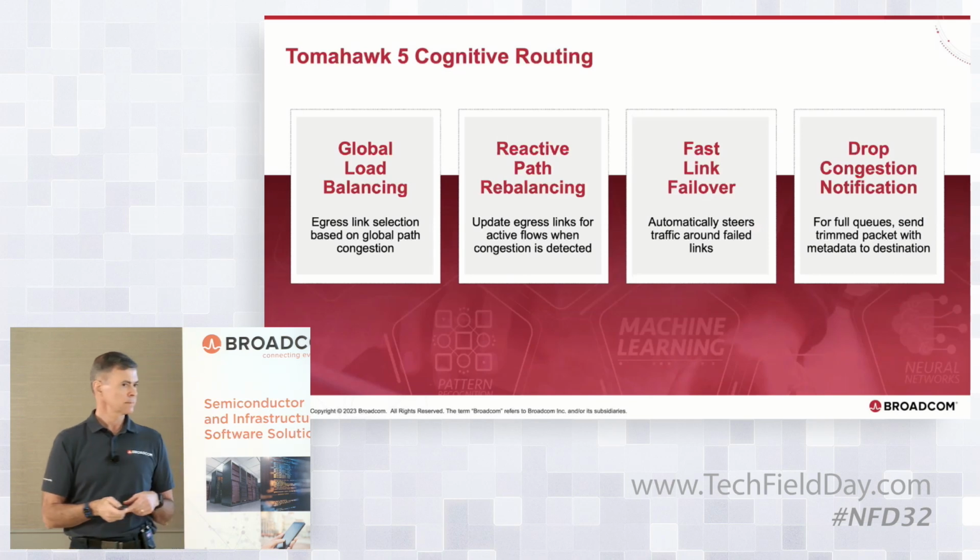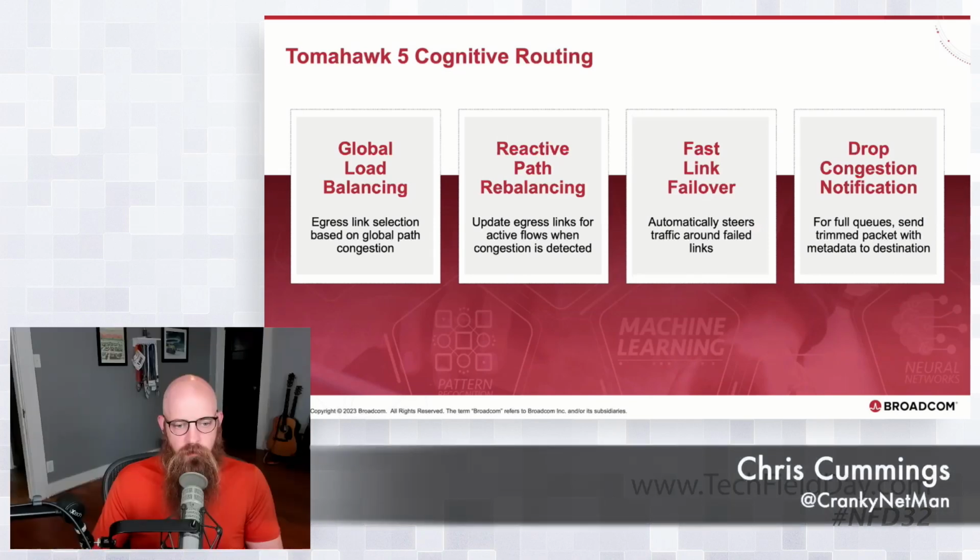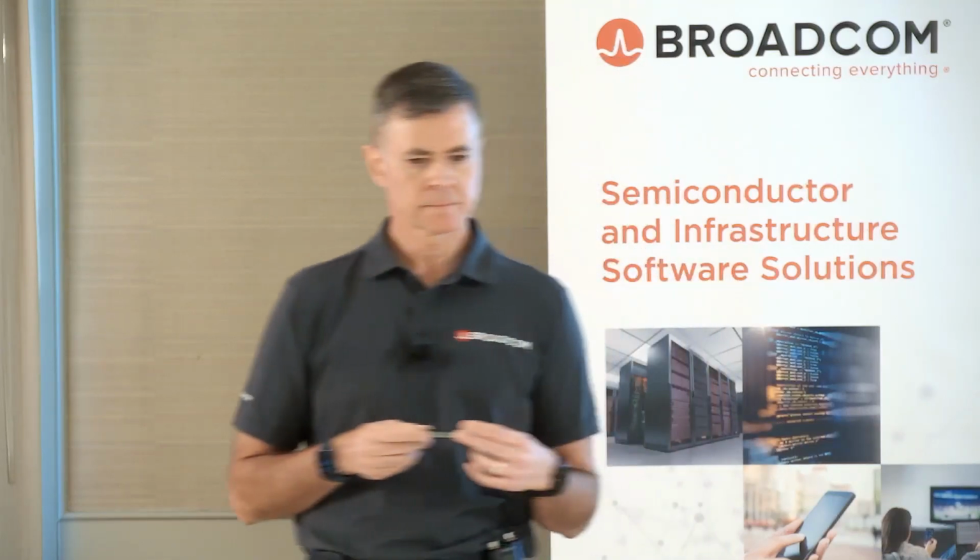Chris Cummings here with a question. With all of these routing features, are these all in-band or inline protocols that are part of the fabric, or are they more of a centralized controller making these decisions? What's the actual pathway for all of this?